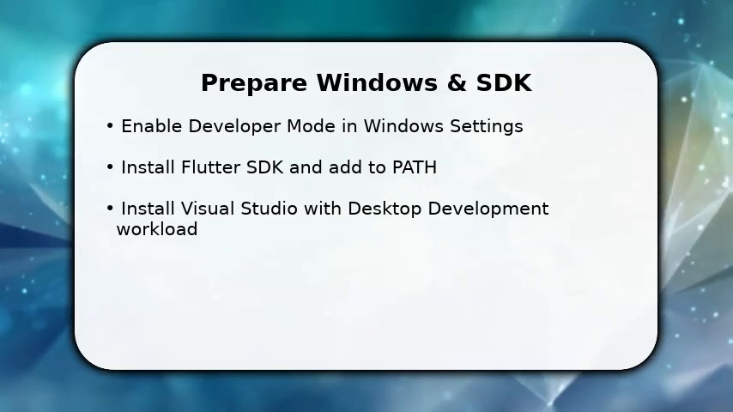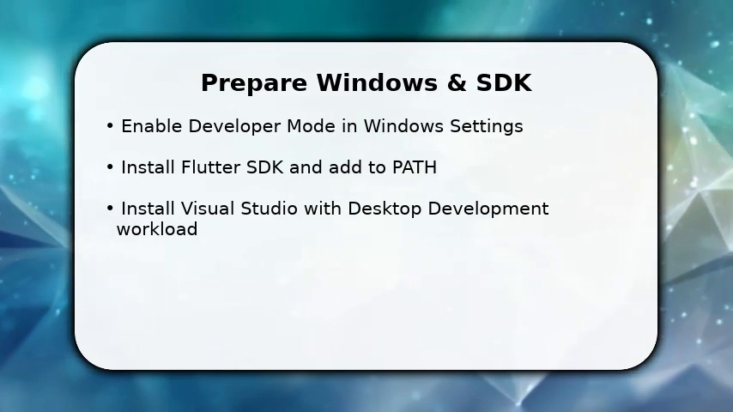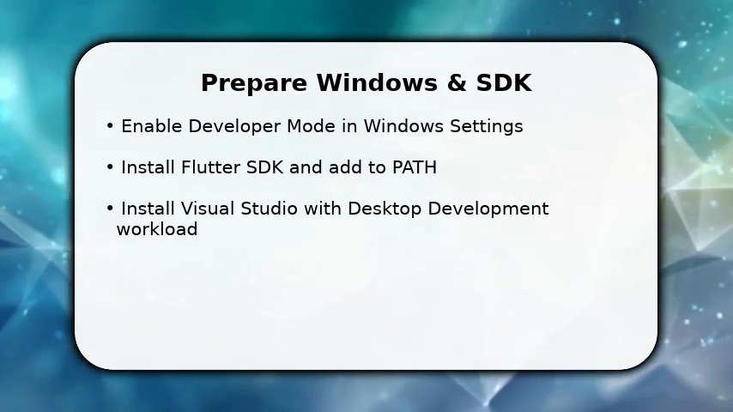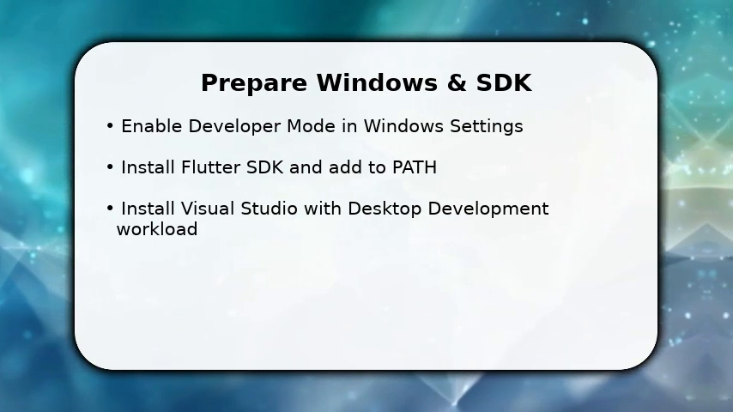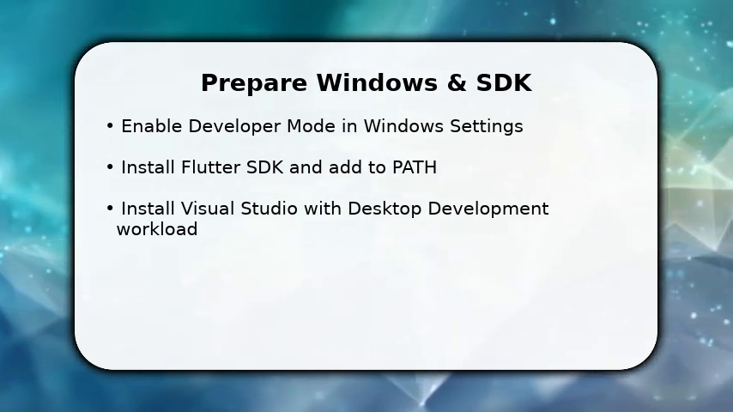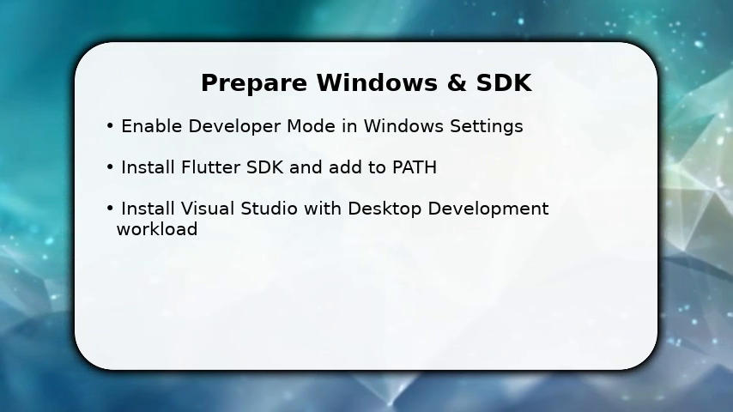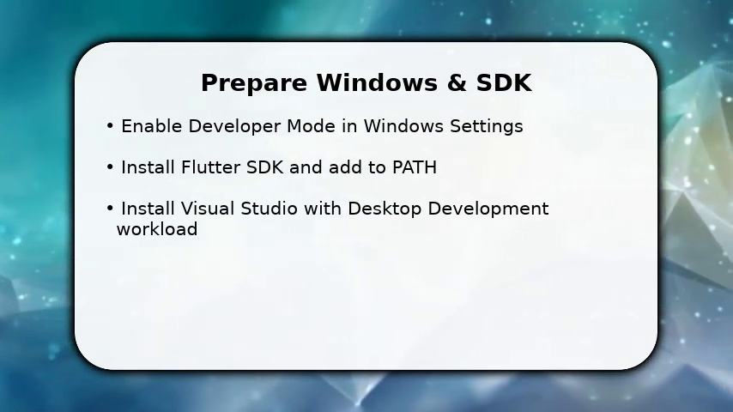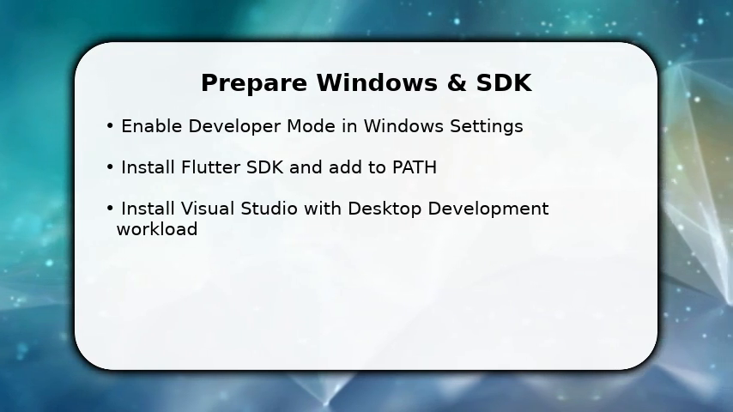You start by preparing Windows and the SDK. Enable developer mode so you can run unsigned apps, then install the Flutter SDK and add it to your path. Next, install Visual Studio with the desktop development workload so required C++ tools are present.